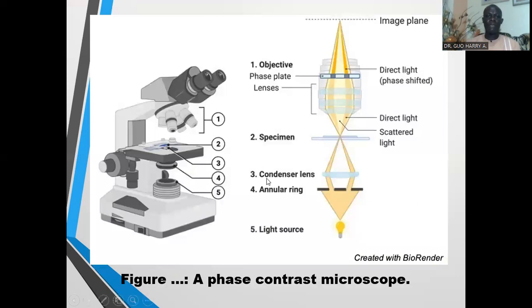Now here is also another image of the phase contrast microscope. Here we have the annular ring that produces phase shifts in the light that's been produced. Okay, so then it also has a phase plate in the objective lenses.